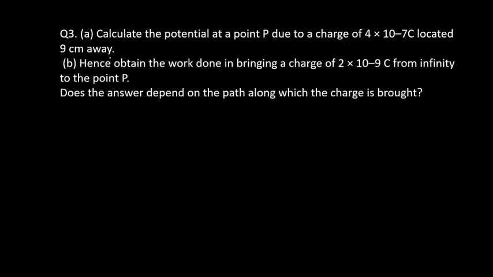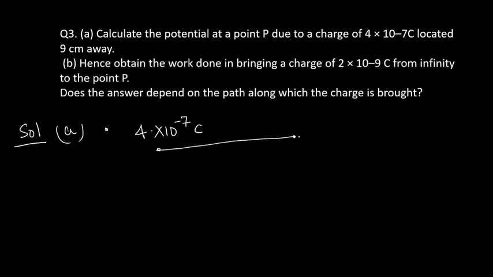Next question is, calculate the potential at a point P due to a charge of 4 into 10 to power minus 7 coulomb located 9 centimeter away. Solution is, suppose it is a charge 4 into 10 to power minus 7 coulomb and you have to calculate the potential at this point P, which is situated at 9 centimeter. It can be converted into meter by multiplying by 10 to power minus 2 meter.